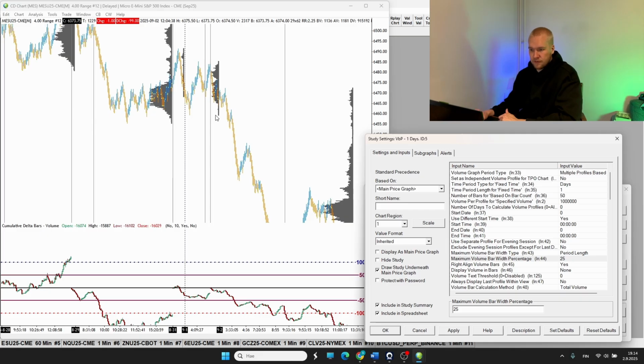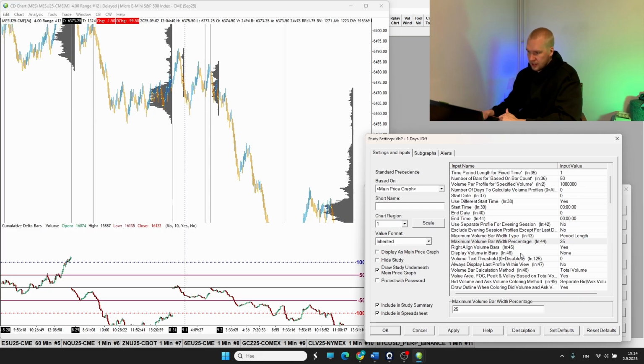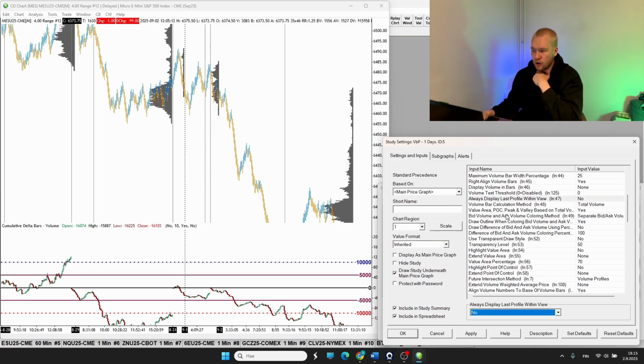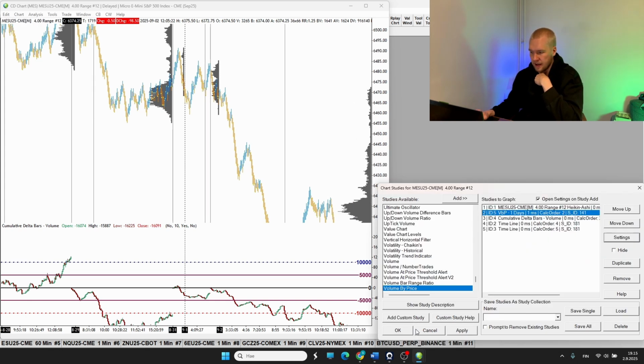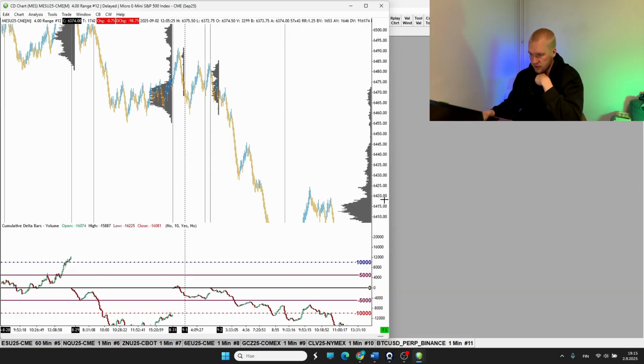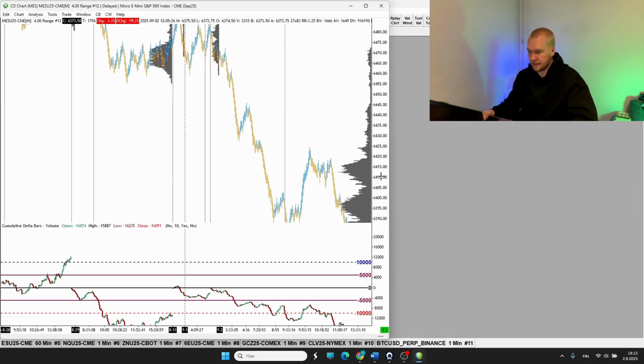I think 25 could work, so I'll keep it like that for now. And then we have "always display last profile within view." I don't know if you can see what it does, but it basically brings the volume profile to the edge here. And I'm just gonna zoom in a bit.